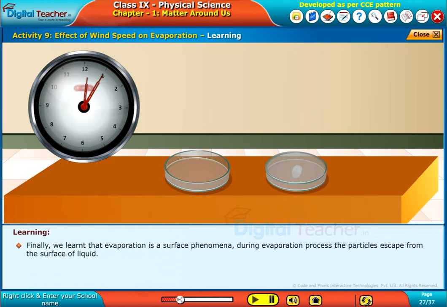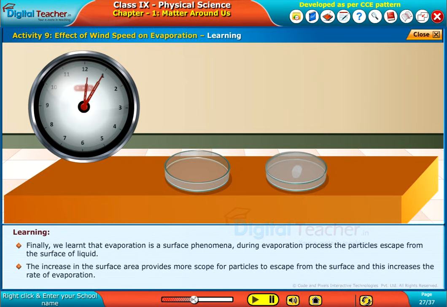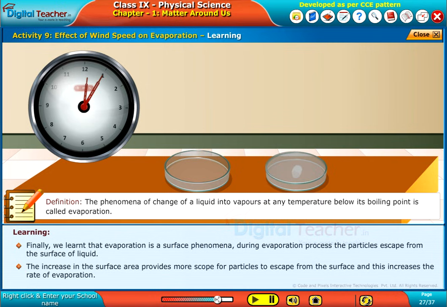During the evaporation process, the particles escape from the surface of the liquid. The increase in the surface area provides more scope for particles to escape from the surface, and this increases the rate of evaporation. The phenomena of change of a liquid into vapors at any temperature below its boiling point is called evaporation.